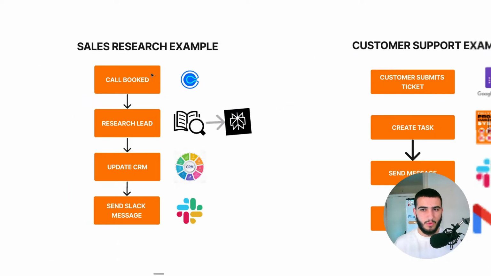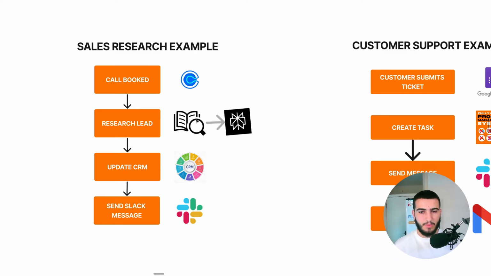First, we have a sales research example. Now, the specific use case for this automation was to research leads before the sales call actually took place. So what it does is very, very simple. Whenever a call is booked, it uses Perplexity AI, which is basically just an AI model that has access to up-to-date data, to actually research the lead's website. We then go ahead and actually update the CRM with that summarized 1 to 2 sentences, and then send a Slack message to the closer that's actually assigned to this specific call with that information from the company.